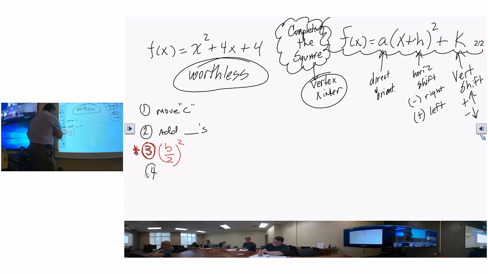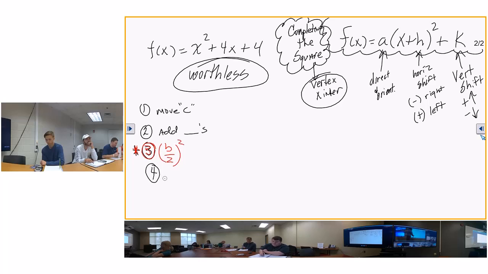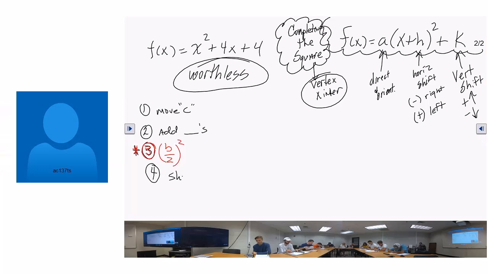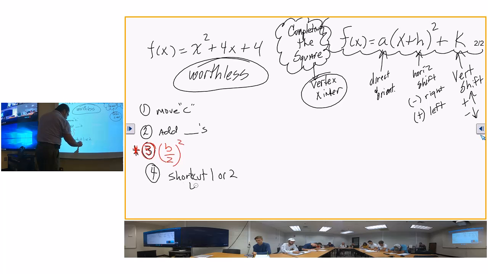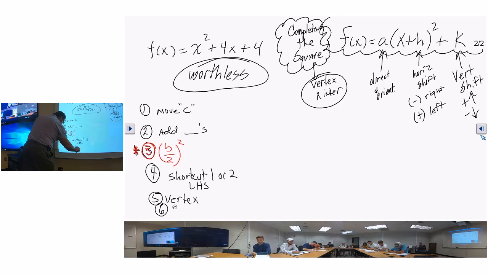Four, I'm going to have a shortcut, number 1 or 2, on the left-hand side. Five, find your vertex. And six, solve for x.